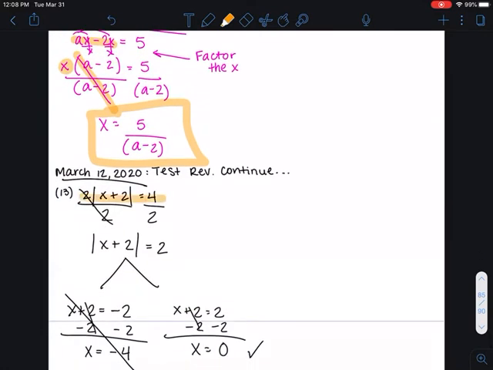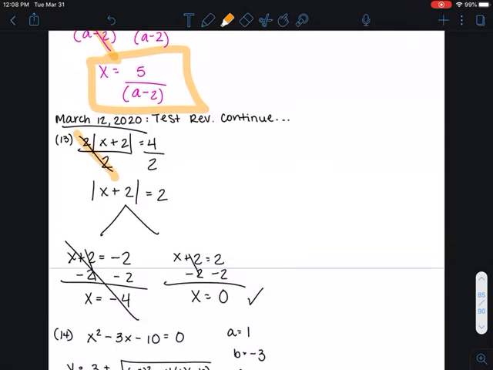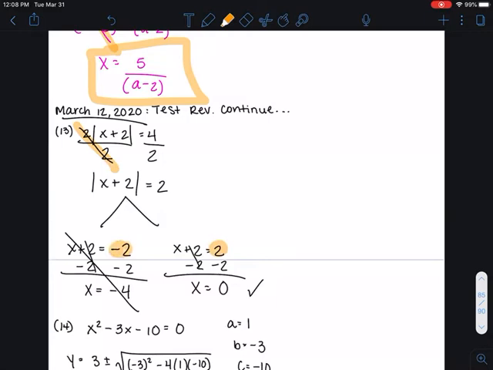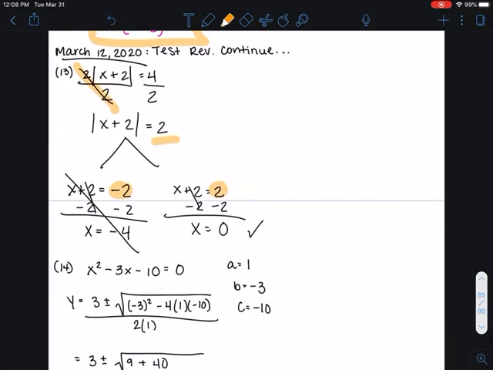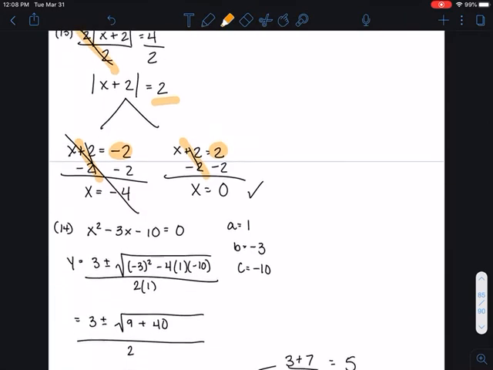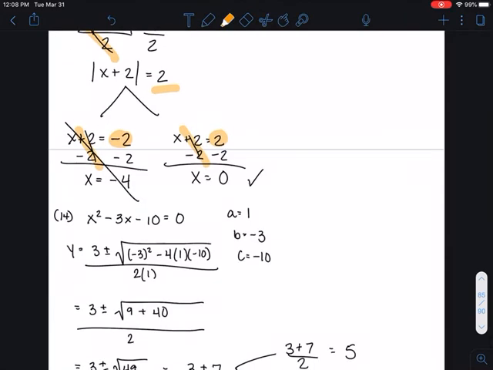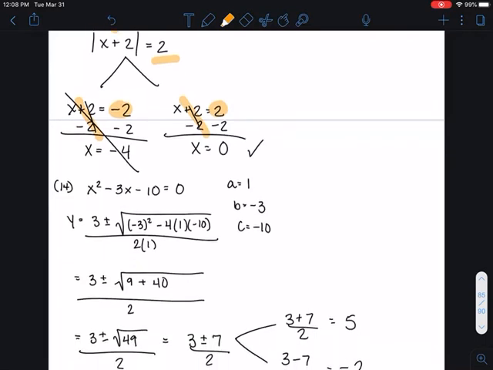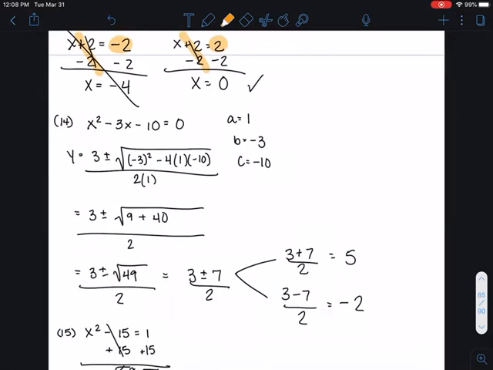Number 13. It looks just like this: 2 times the absolute value of x plus 2 equals 4. We first and foremost divided it by 2, which brought the absolute value by itself, and that absolute value is equal to the positive and the negative of the number, which is 2. We solved for x, did minus 2 to cancel that, which when we subtracted, x is equal to negative 4. We subtracted 2, 2 minus 2 is 0, so x is equal to 0. Don't forget to check and see if they both work or if only one works.